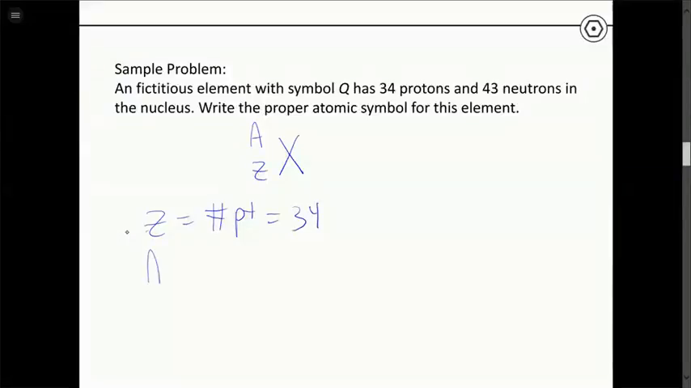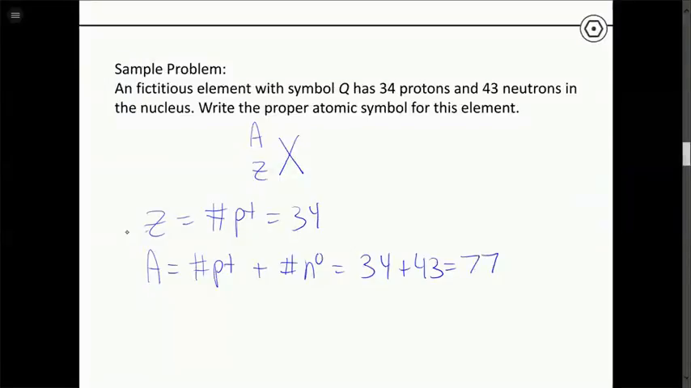And then A is going to be the number of protons plus the number of neutrons. That's what we call the mass number, the total mass of the nucleus, and AMU is another way to think of that, or at least to approximate that. And so we have 34 protons. We have 43 neutrons. That's told to us directly in the problem. And so that means our mass number is going to be 77.